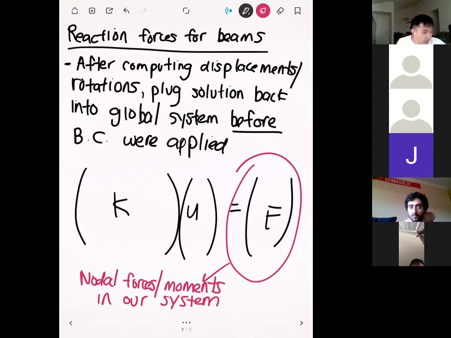Okay. And so I'll do an example next with some numbers just so you can see that. But first, are there any questions on this?